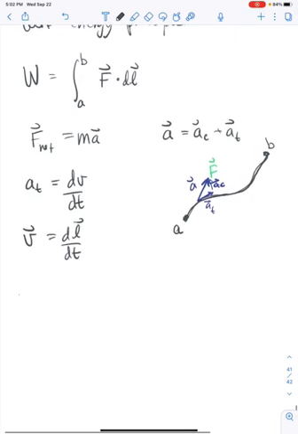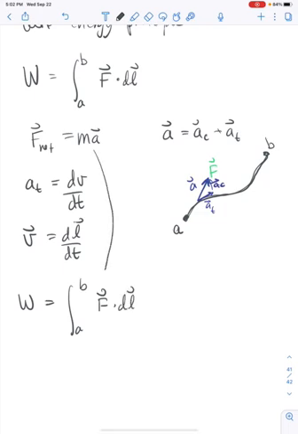So we've got that our work is the integral from A to B of F dot dl, okay? We're now going to put in that F is ma, and for dl we can put in v dt, okay? So now we've got that this integral is mass times a dot v dt, and now we're not integrating from A to B, but from the time at which it's at point A to the time that it's at point B, okay?